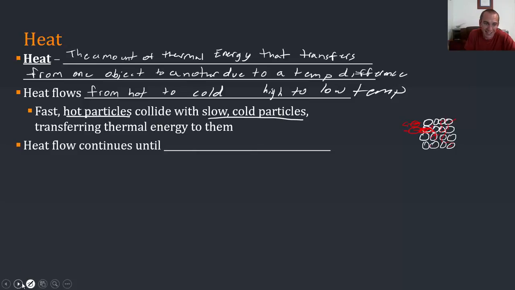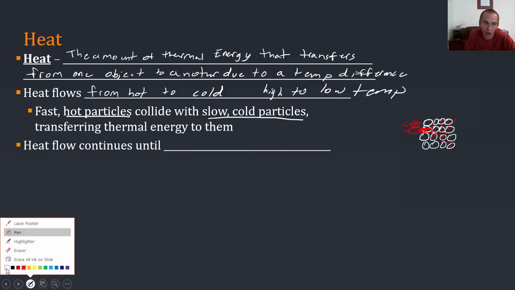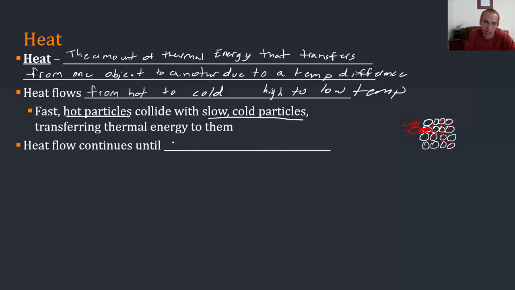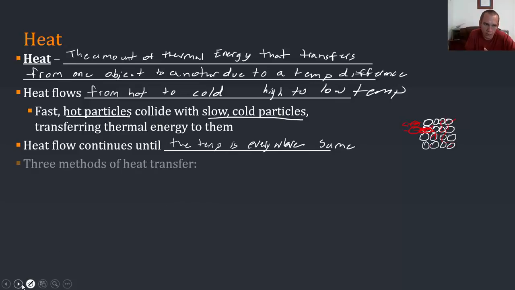Now, heat flow continues until they're all the same, until the temperature is the same everywhere. Now, that doesn't mean the particles stop moving. It just means that the average temperature or the average motion of every particle is the same, and so we don't get any net change in temperature. The temperature doesn't go up, the temperature doesn't go down.